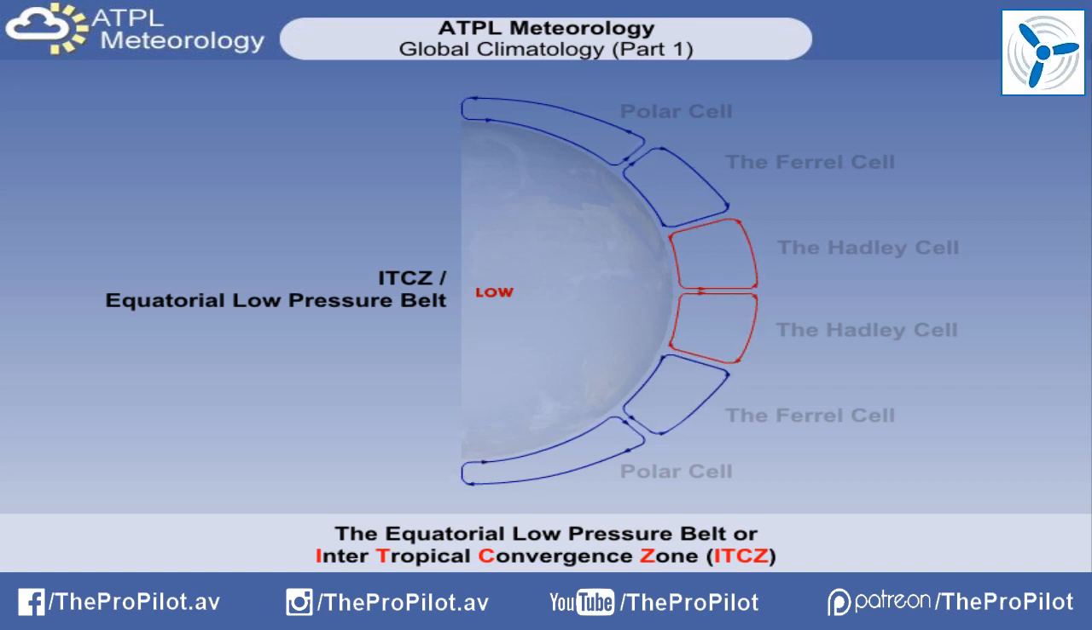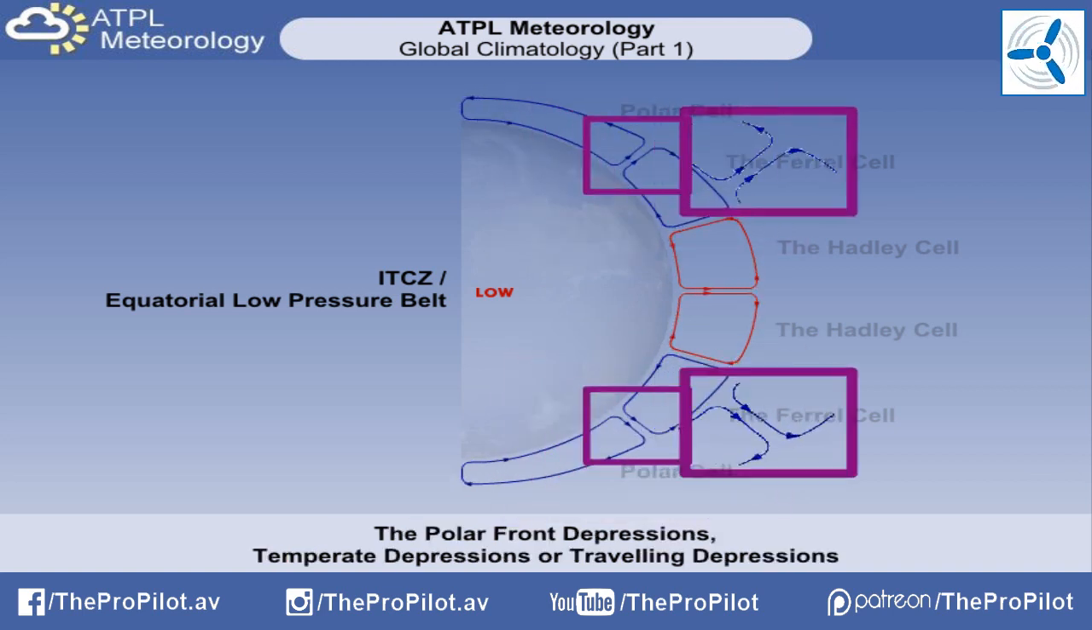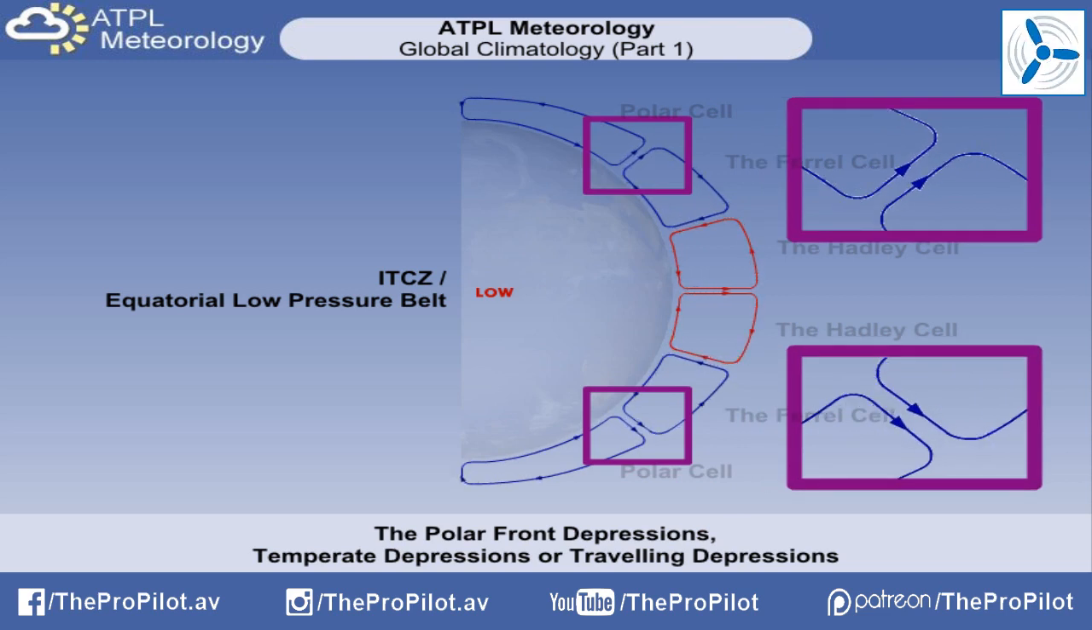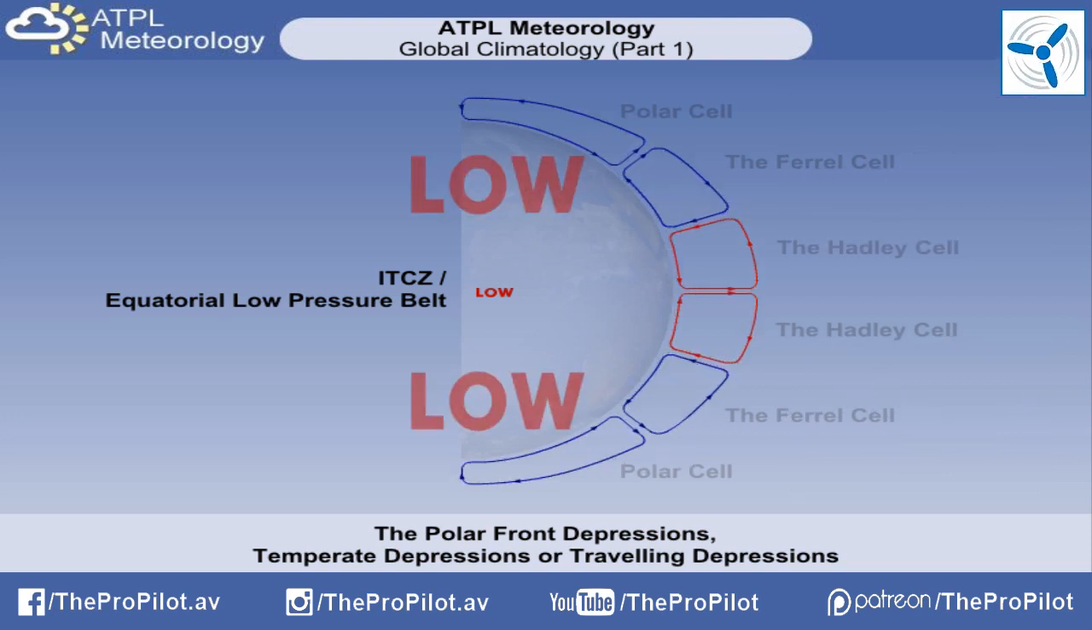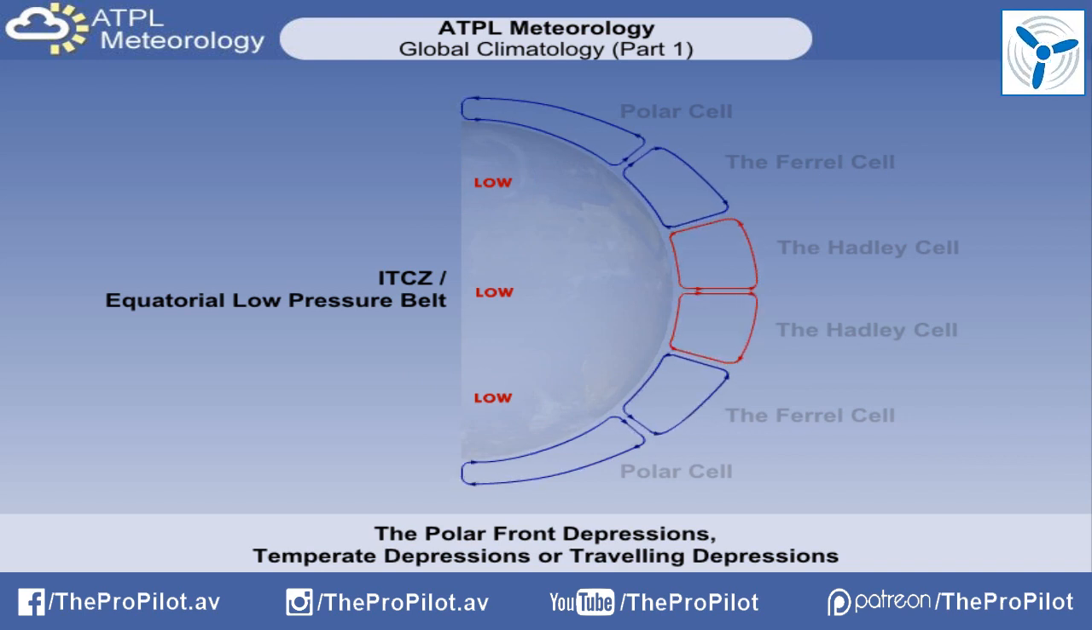Looking at higher latitudes, we can examine another zone where the airflow is very similar to the equator. In other words, at the surface, airflow is converging and rising. Then, upon reaching the tropopause, it diverges. This location forms the second major zone of low pressure. This band of low pressure is known as the polar front, and the depressions created are called the polar front depressions. They are also called the temperate depressions or the travelling depressions.